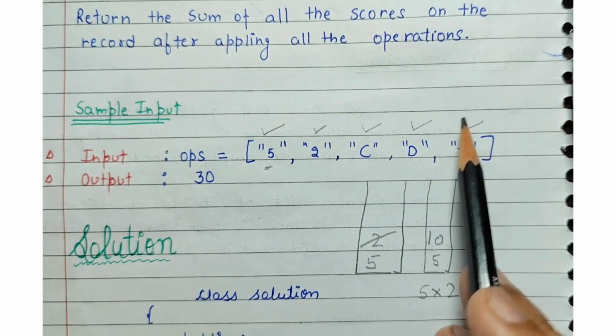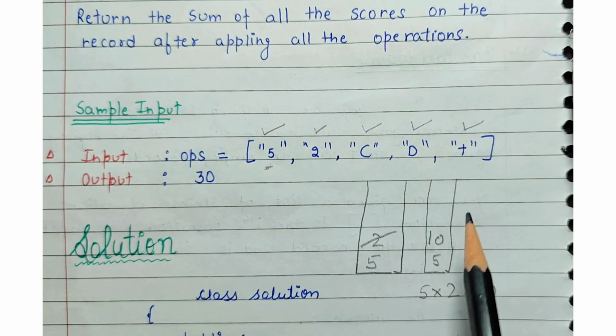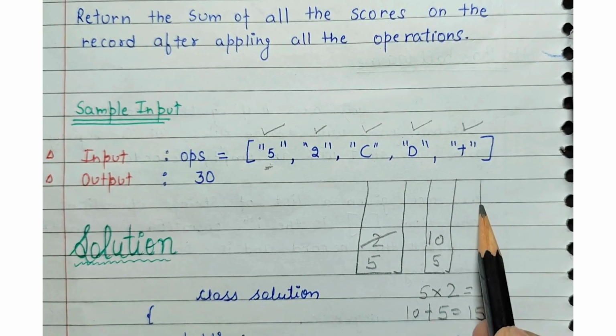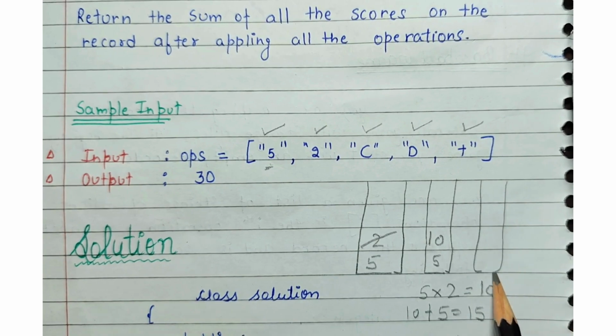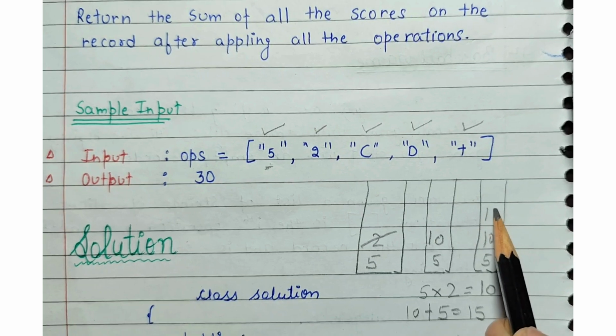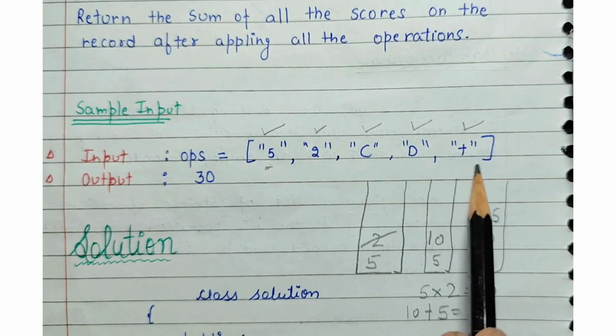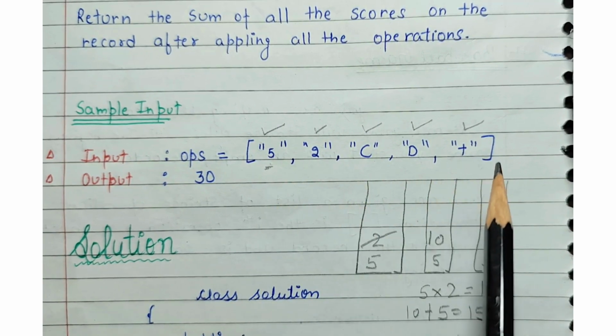After this the plus character will come. According to rule number 2, if the plus character comes, we have to push the sum of the previous two records. The previous two records are 10 and 5, so we add 10 plus 5, and it becomes 15. Then we push 15 into the stack. After plus there is no operation, so the string is completed, which means all the operations are completed.